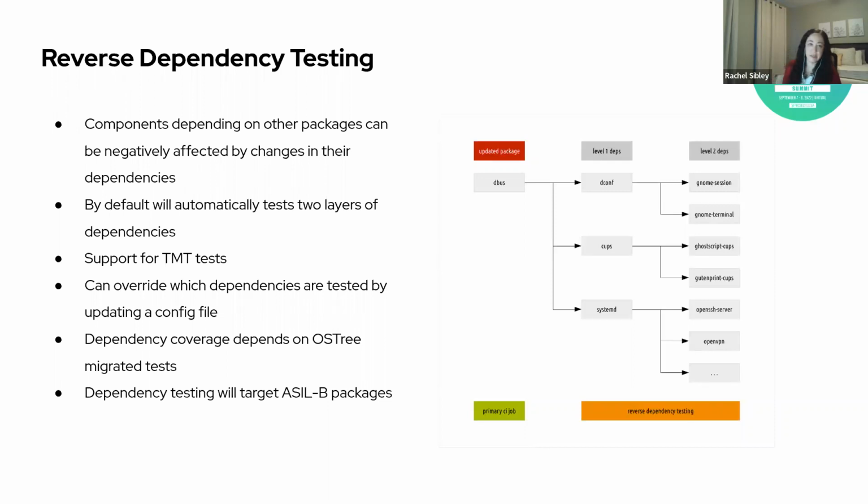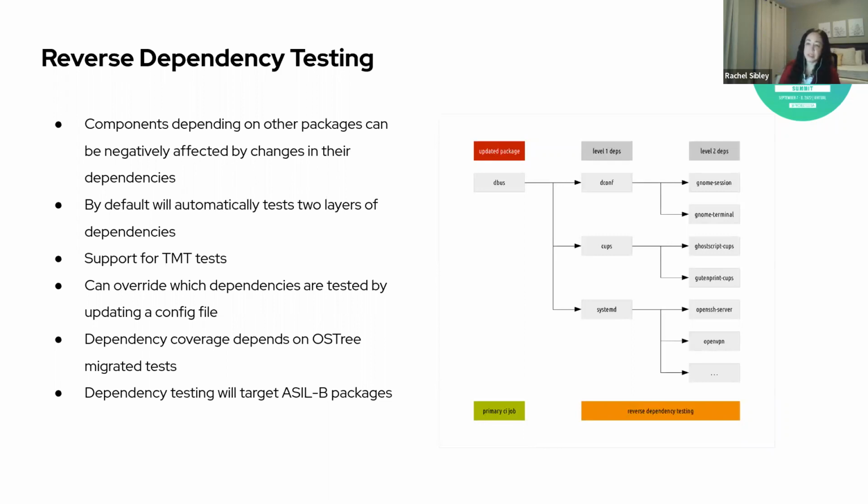So many of the tests that we're inheriting from RHEL, they run at different levels. So unit level, integration level, system level, for example. We also have something called reverse dependency testing that we want to inherit from RHEL that we plan to rerun for Rivos. The naming is a bit confusing, but essentially it's part of our gating process where we're working on blocking changes that might interfere with promoting a build. So components, depending on other packages, could be negatively affected by changes in their dependencies.